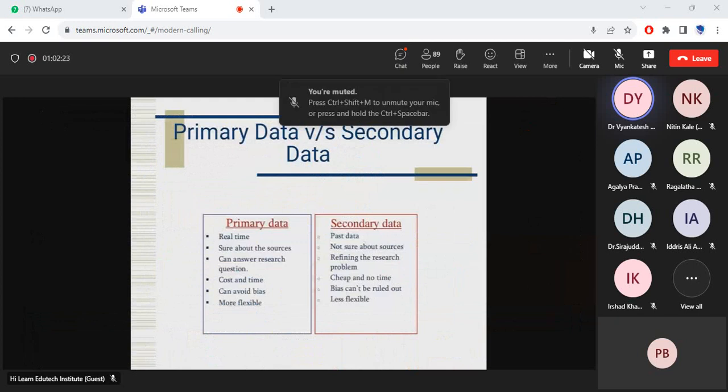Refining the research problem is definitely done with secondary data, while primary data is costly and time consuming, because with primary data we have to deal with how the research is tackled and what basic data comes from the different resources. As far as secondary data is concerned, it is cheap and not time consuming, so there are no time concerns.